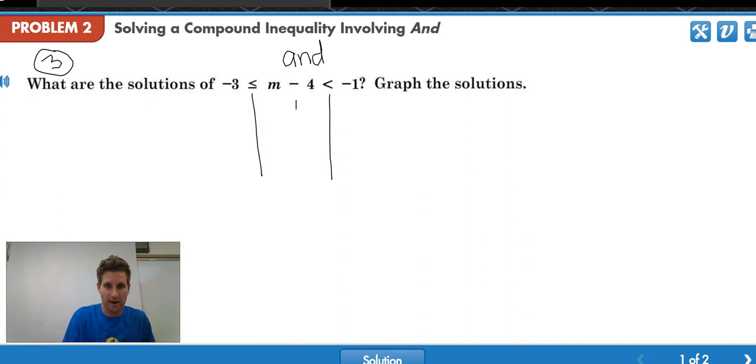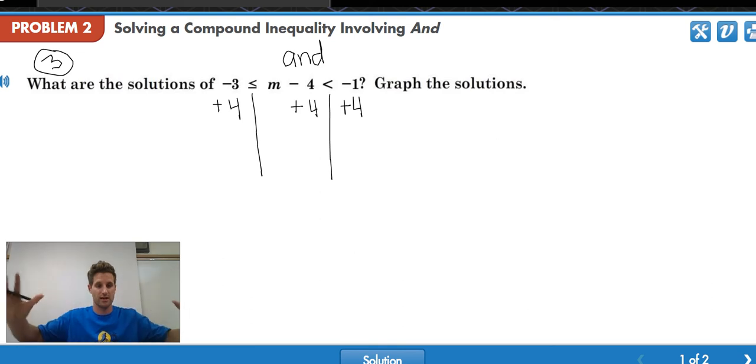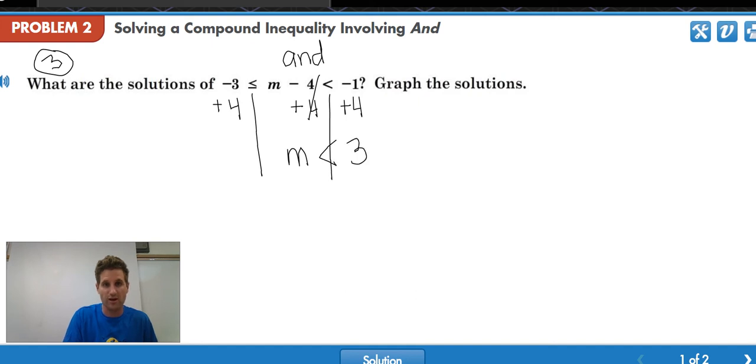So to get rid of this 4, I add 4, but whatever you do to one side, I said to do to the other side. In this case, we're going to do it to all 3 sides. So if it comes out in the middle, it's got to come out of the other 2 as well. So this cancels that out, so we get m less than, negative 1 plus 4 is 3, negative 3 plus 4 is going to be 1, and I'm going to rewrite it over here, but here is our inequality.